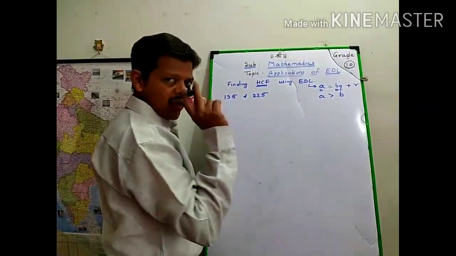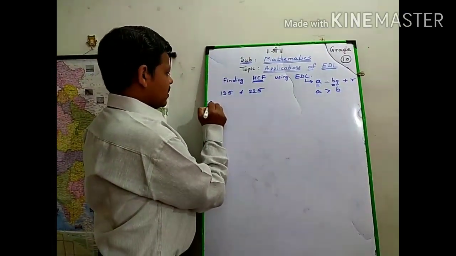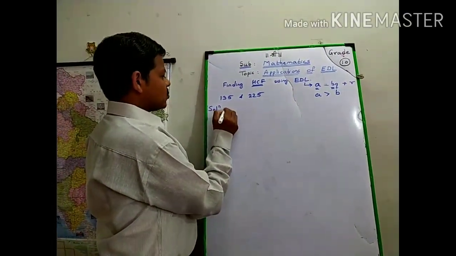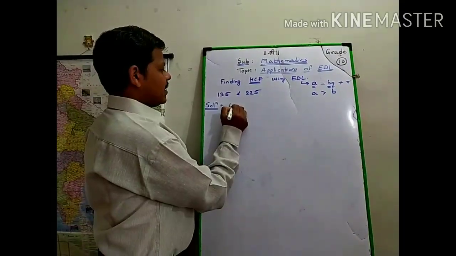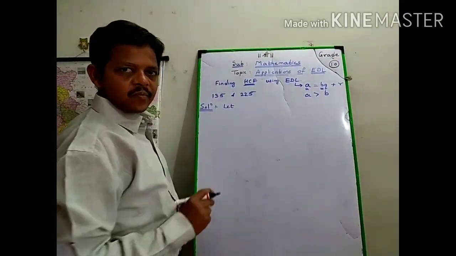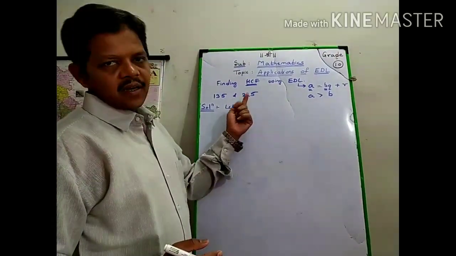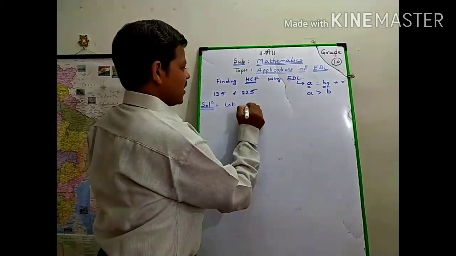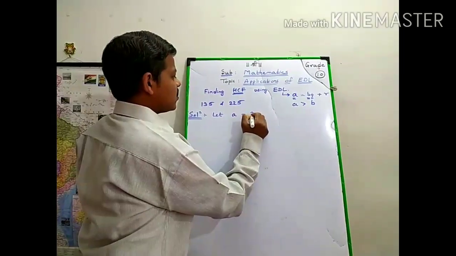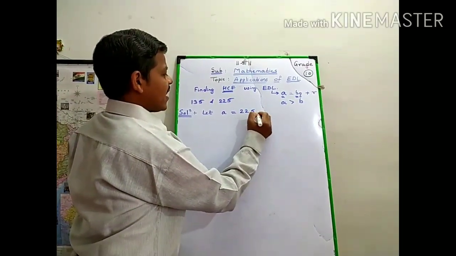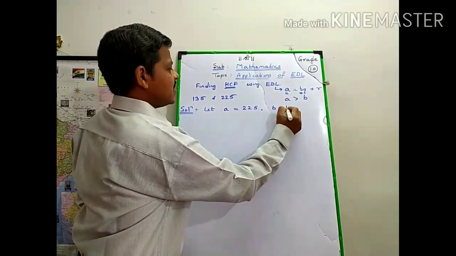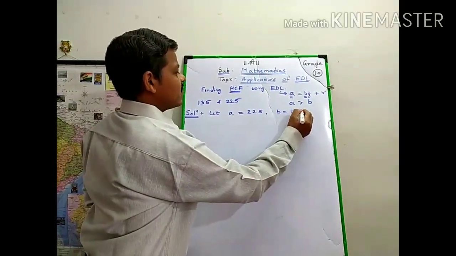So in this case, whenever I start my solution, I will start like this: solution, let. Now what is A in this? Obviously A is the bigger integer. So who is the bigger integer? 225. So let A is equal to 225. B is equal to 135.